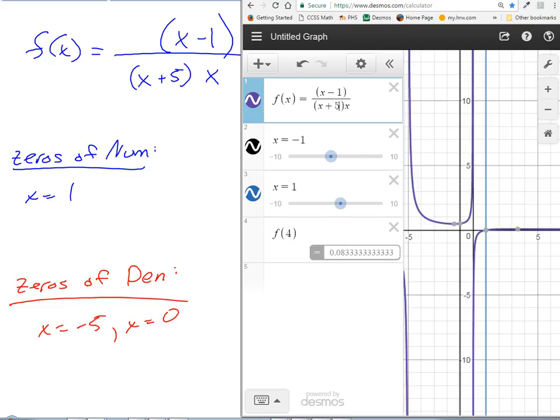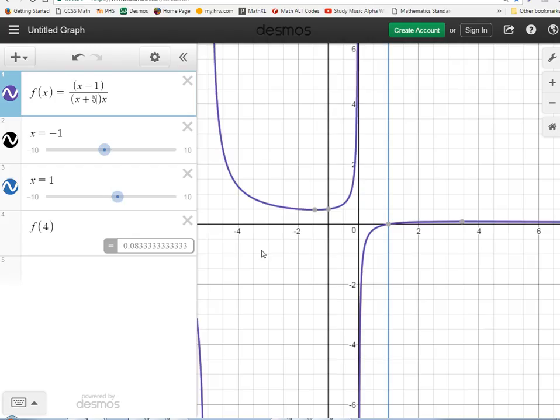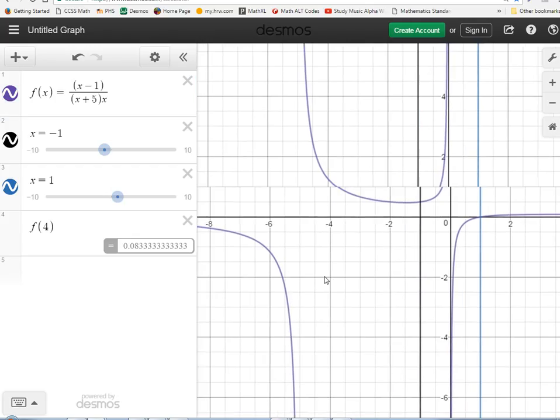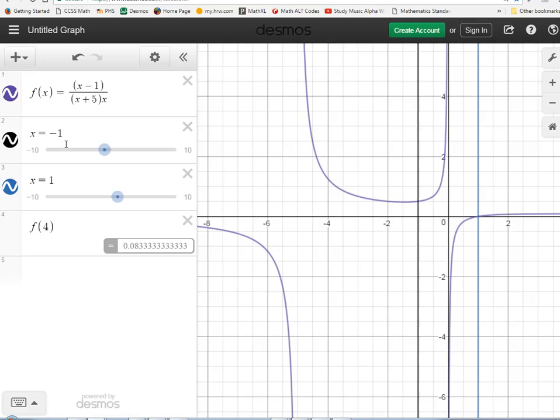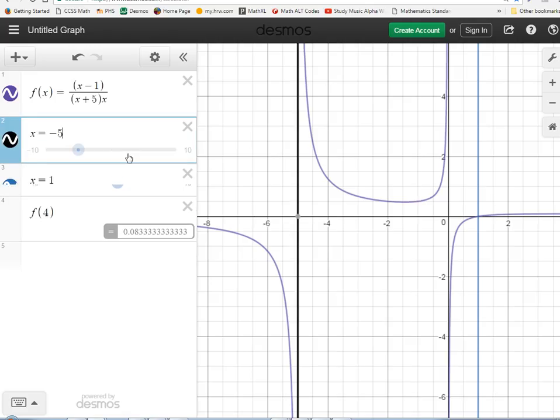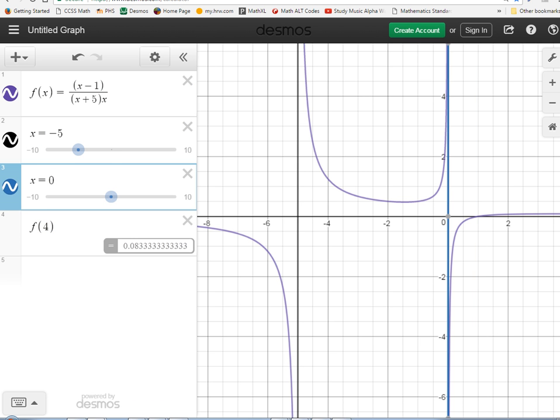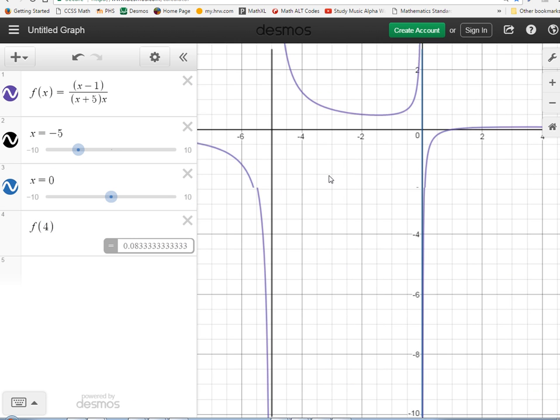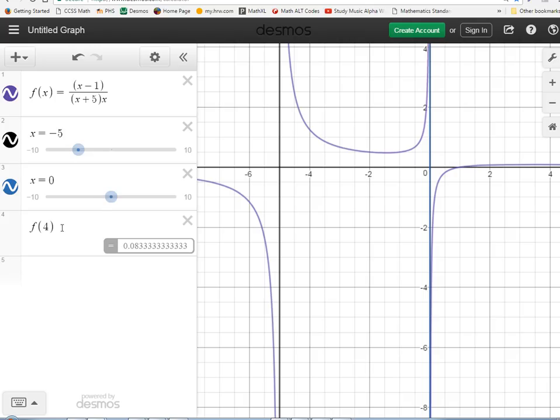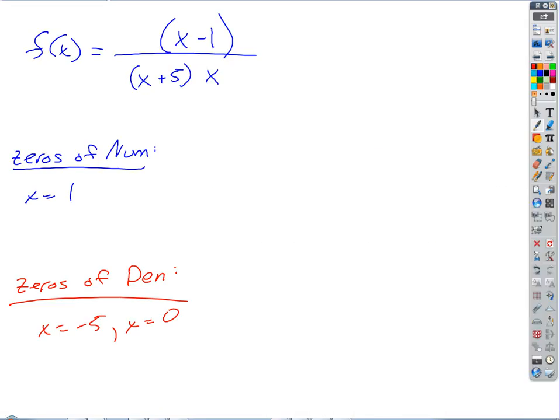Okay, no big surprise. That looks like what we thought it would, right? Okay, we had vertical asymptotes at -5 and at 0, right? Everybody agree? Those match. If we plug in 1, we get back 0. That makes sense. So right there is an x-intercept. Okay, no big deal. But what happens if I tweak this so I put an x up here?